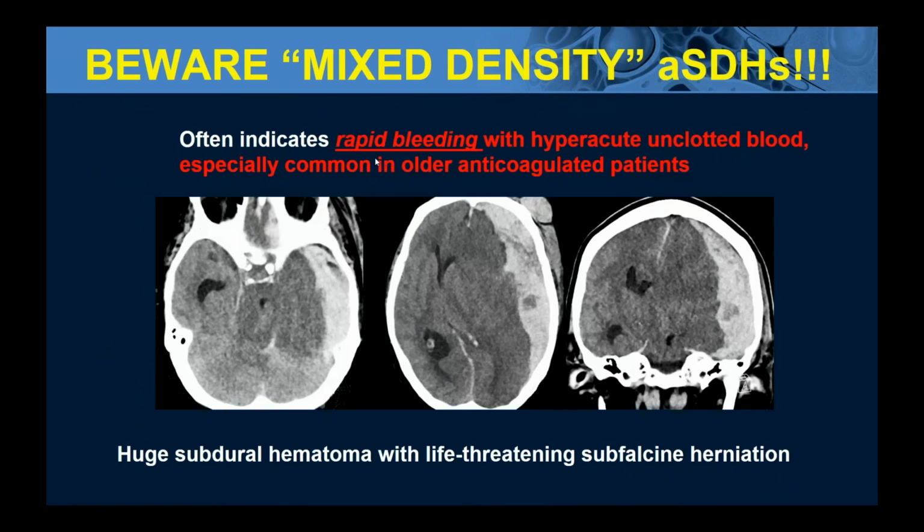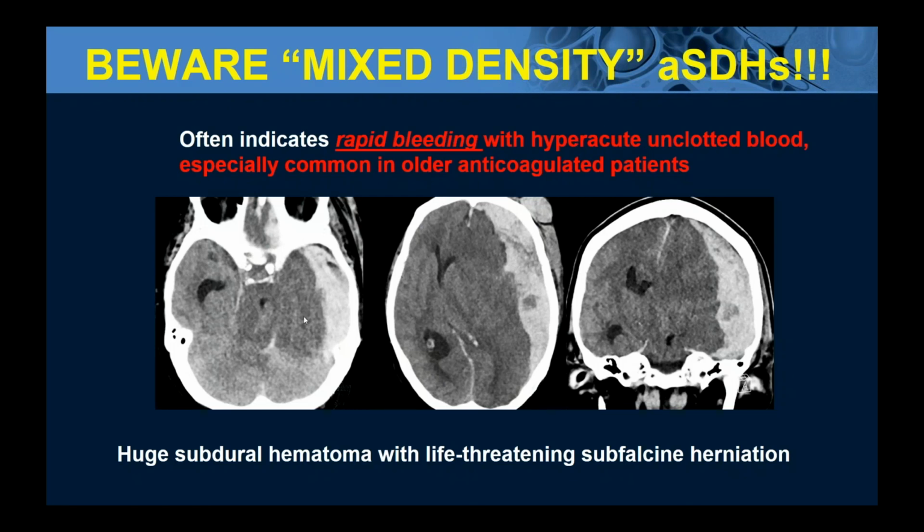Beware the mixed density acute subdural hematomas. Just like that epidural, where we saw that it was mixed high density and intermediate and low density, the same thing is true with subdural hematomas. If you see that mixed density, it often indicates there's rapid bleeding with hyperacute unclotted blood, and it's especially common in older patients who've been anticoagulated, often for things like atrial fibrillation.